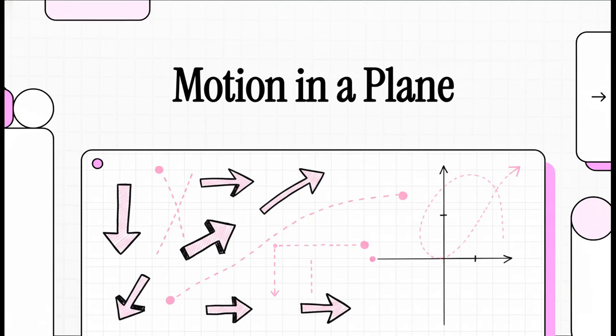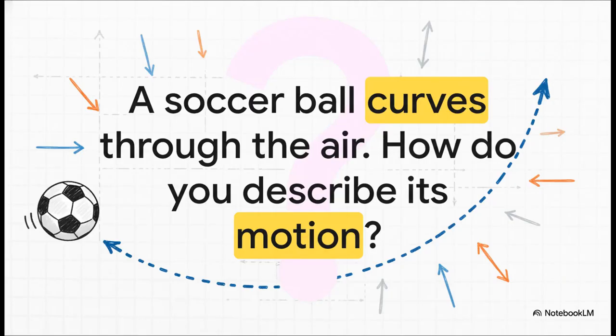Ever watched a soccer ball make that perfect curve through the air and wondered, how does that even work? Or how a planet stays locked in its orbit? Well, these are all examples of what we call motion in a plane. And today, we're going to pull back the curtain and unlock the secrets behind it all. I promise, by the end of this, you'll see how this complex-looking topic is actually made of really simple, easy-to-get pieces. Let's dive in.